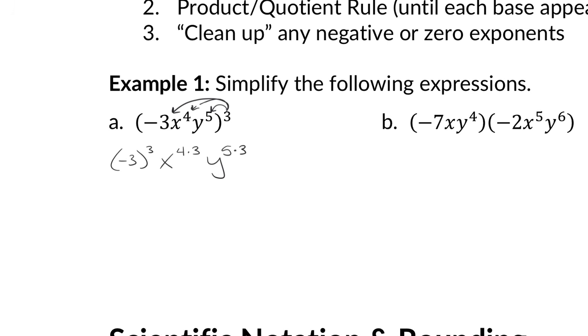So I'm going to take care of the number first. This is telling me to do -3 times -3 times -3. First of all, what's a negative times a negative times a negative? 3 negatives make a negative. An odd number of negatives make a negative. An even number of negatives make a positive. Because squared would be positive, but cubed would be negative. Okay, and then 3 times 3 is 9. 9 times 3 is 27. This becomes -27 x to the 12th, y to the 15th.